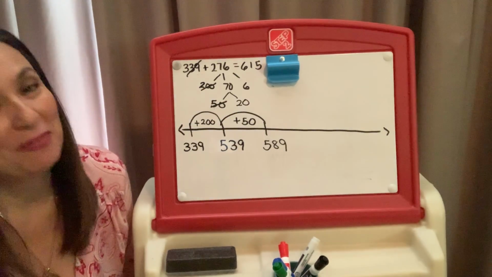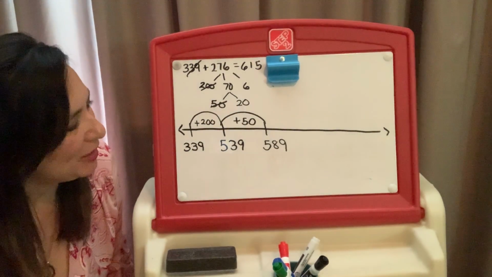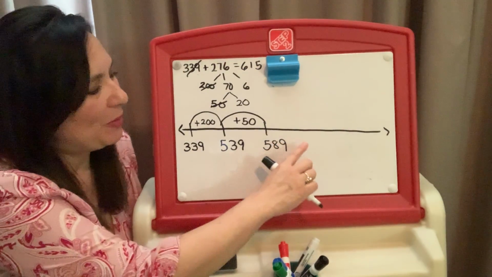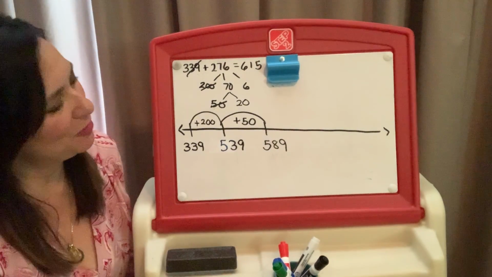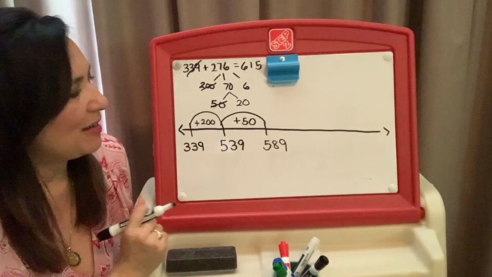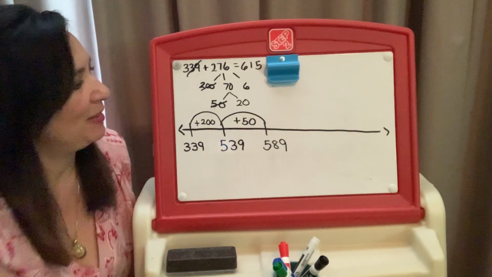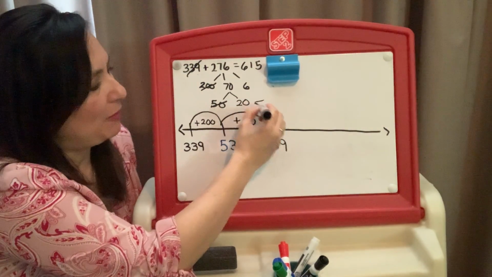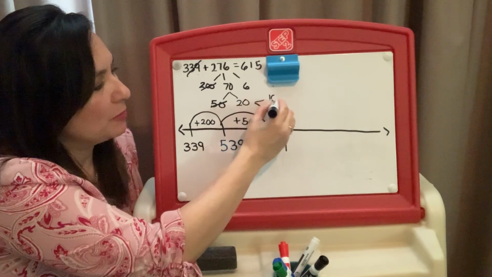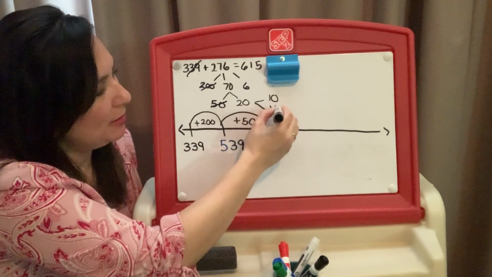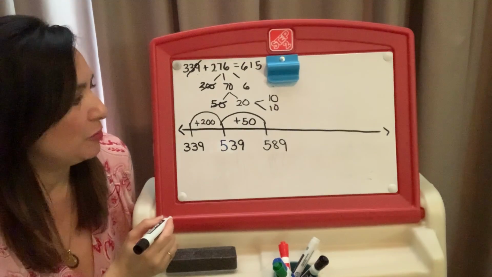Now I still have to jump 20, and it gets a little tricky here because I know I'm going to go into the next 100, so it's always kind of tricky here. I think now I'm going to take 2 jumps of 10. That's just what works for me right now. So I'm going to decompose 20 into 10 and 10, and then I'll take those 2 jumps of 10.